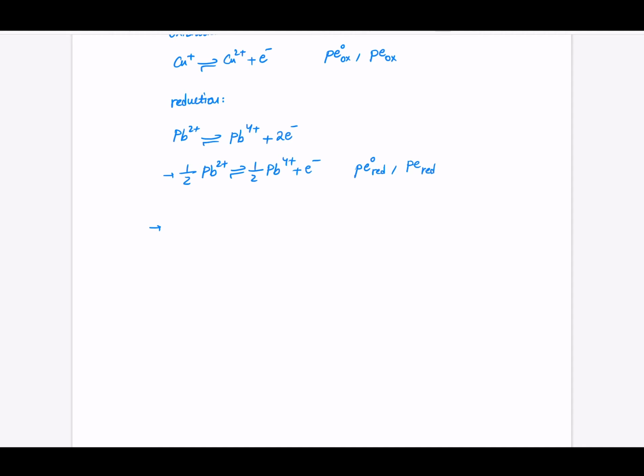So basically the overall reaction for copper 1+ to reduce Pb4+ would be copper 1+.